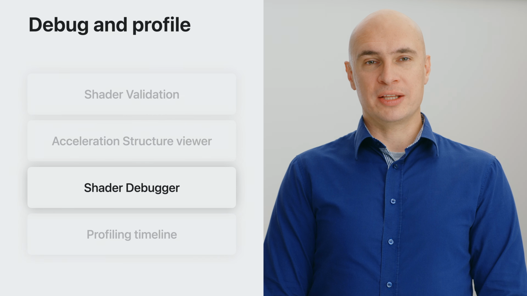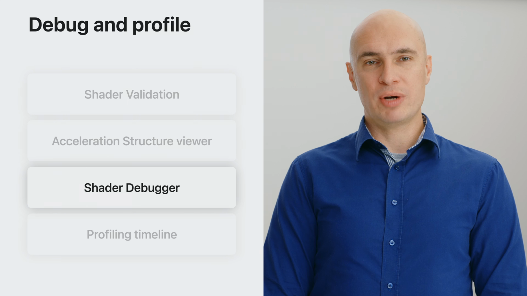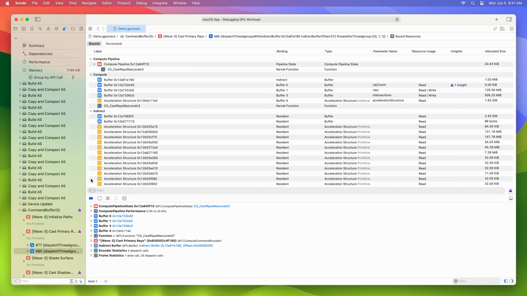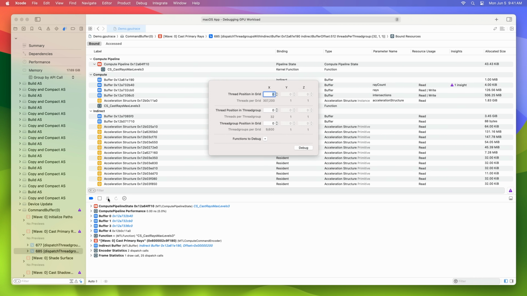Another useful tool at your disposal when examining a ray tracing workload is Shader Debugger. This can help you with troubleshooting issues in your shader code. Here, I'm at Compute Dispatch, which performs intersection testing in the shader. To begin debugging my shader, I can click the Shader Debugging button, choose a thread in the popover, and then click the Debug button.